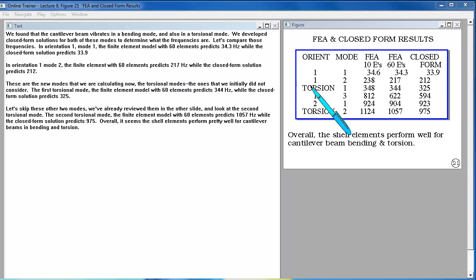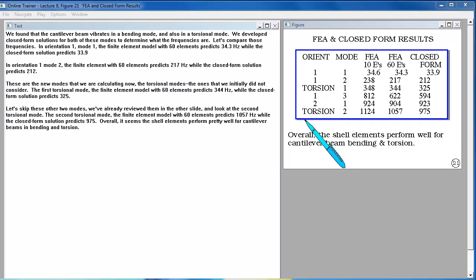In orientation 1, mode 2, the finite element model with 60 elements predicts 217 Hertz, while the closed-form solution predicts 212. These are the new modes that we're calculating now, the torsional modes, the ones that we initially did not consider. The first torsional mode, the finite element model with 60 elements predicts 344 Hertz, while the closed-form solution predicts 325. Let's skip these other two modes. We've already reviewed them in the other slide.